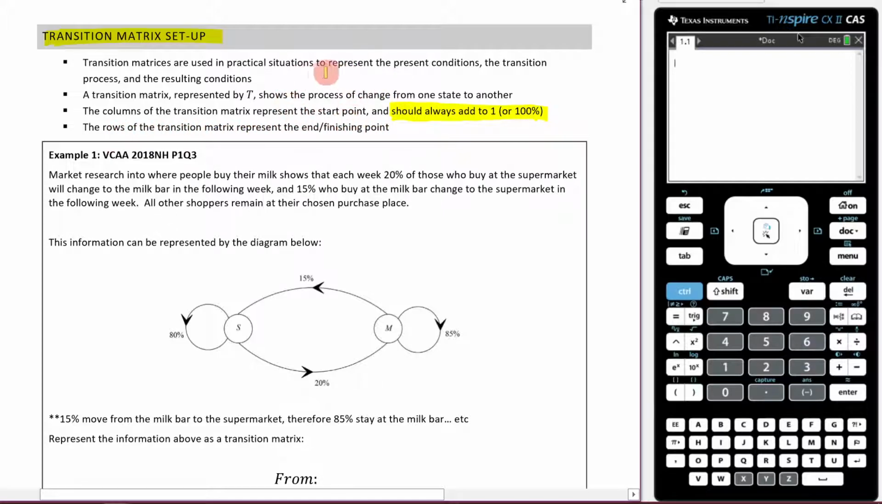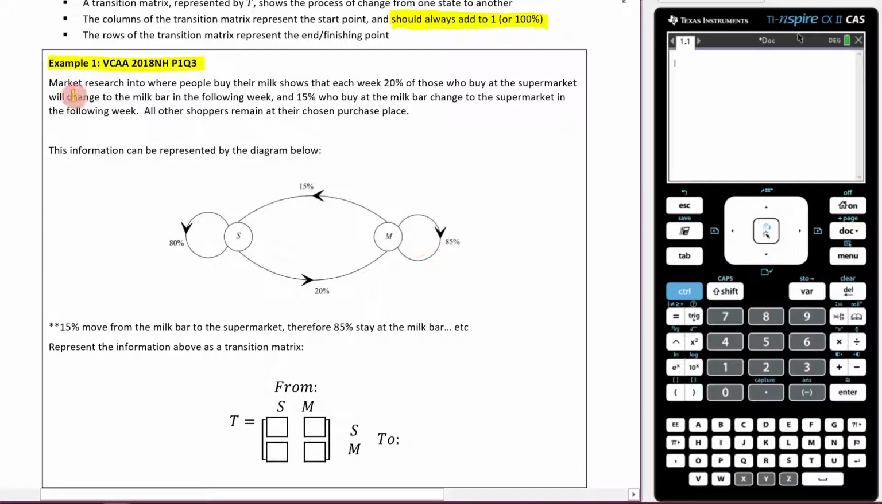Let's now make sense of everything we've read here by going through this example, which is VCAA 2018 Northern Hemisphere Paper 1 Question 3. It says, market research into where people buy their milk shows that each week 20% of those who buy at the supermarket will change to the milk bar in the following week, and 15% of those who buy at the milk bar change to the supermarket in the following week. All other shoppers remain at their chosen purchase place. The information can be represented in the diagram below.